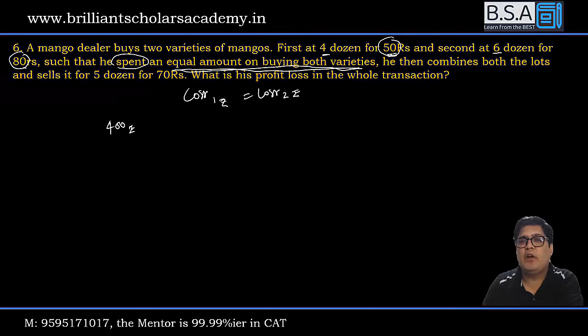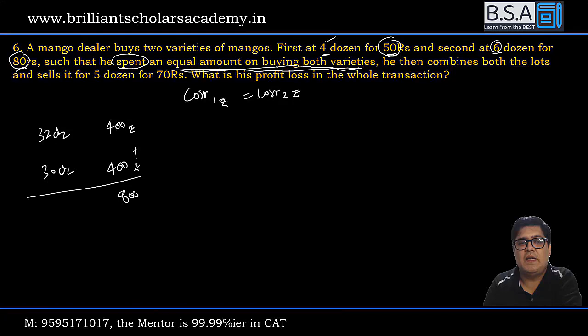To make it 400, I will multiply 8 here. So 32 dozen were purchased. To make this 400 rupees, I will multiply 5 here. So 30 dozen were purchased for an amount of 400. So the total cost becomes 800 rupees. How many dozens have been bought? 62 dozens have been bought.